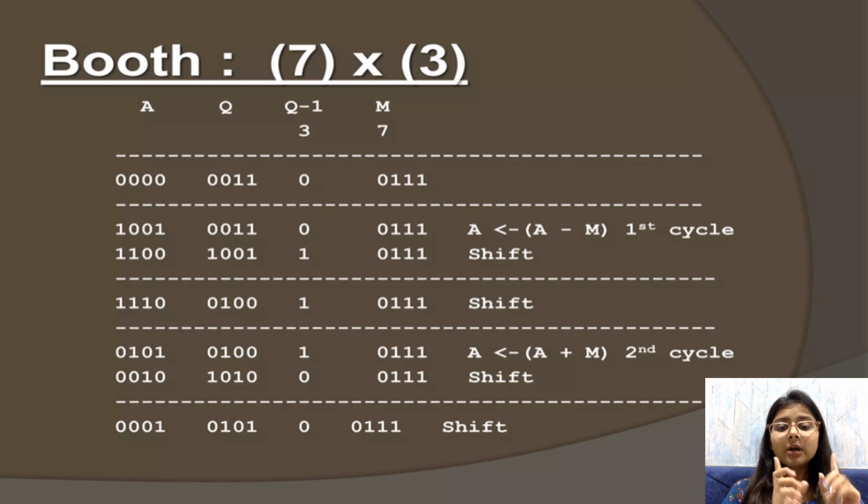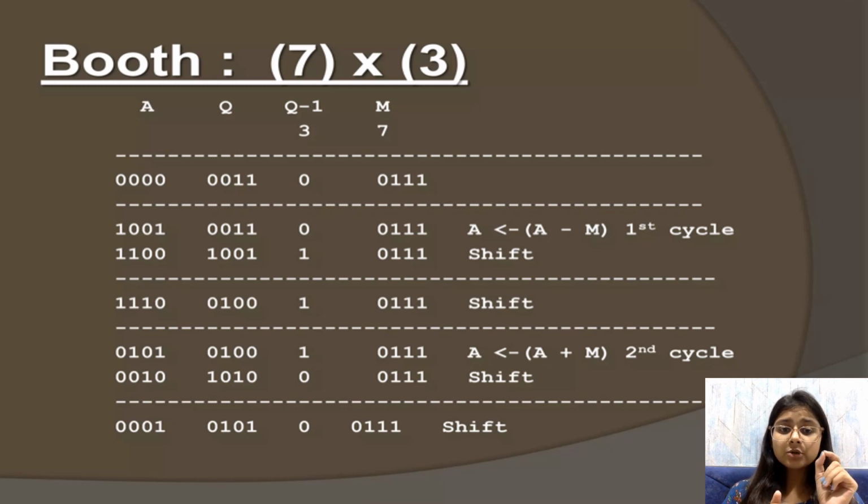Okay, so first of all our first step would be to convert 7 and 3 into binary digits. Okay, now as you know, the accumulator is given the value 0. Now we take the value of Q, that is 0011, that is 3. Okay, Q minus 1, again you are having 0 as the initial value. Okay, and then the M value is 0111, that is your 7 value. Okay, now just see, the last bit of Q is 1 and the bit of Q minus 1 is 0.